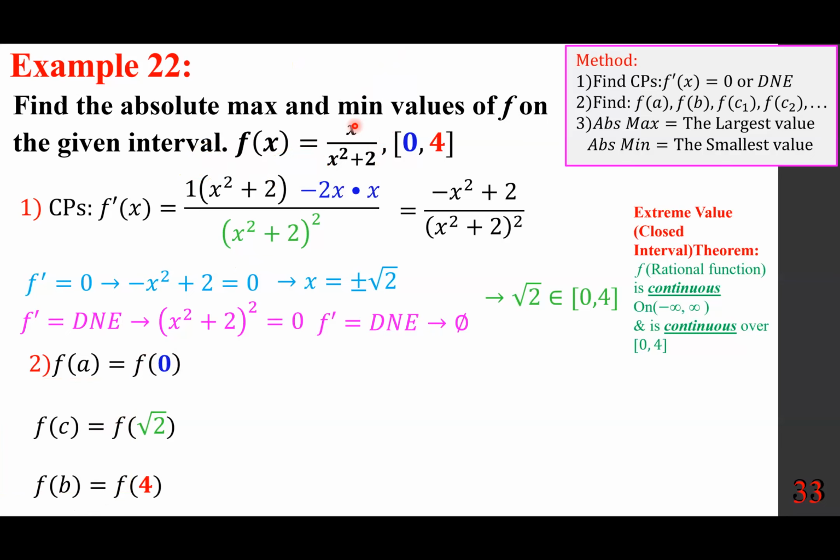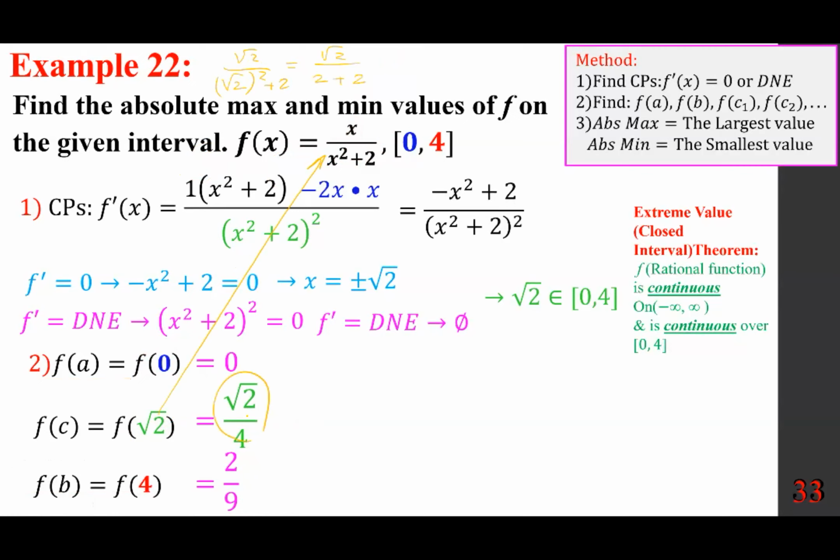If I plug in 0, it's 0 over 2. So this gives you 0. What about the rest of it? Let me quickly show you. If I put square root of 2 here, I get square root of 2 over square root of 2 squared plus 2, which is square root of 2 over 2 plus 2, which is square root of 2 over 4.